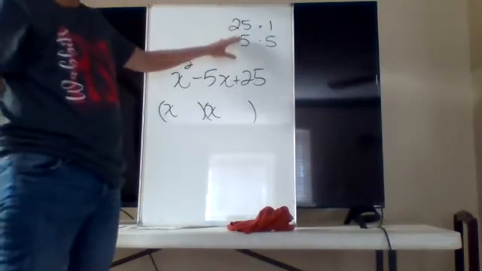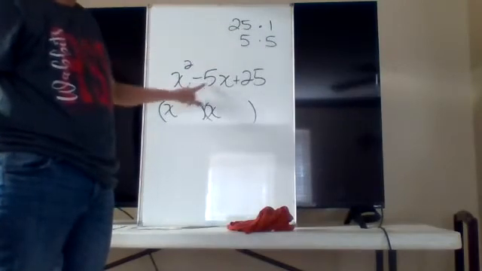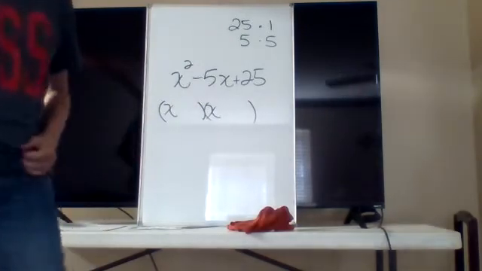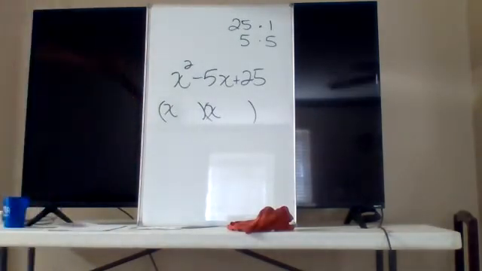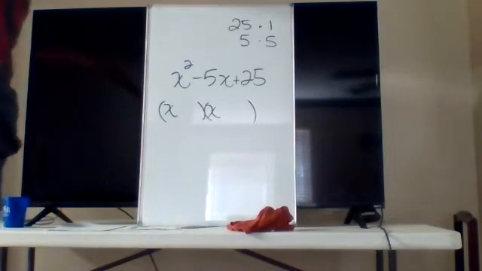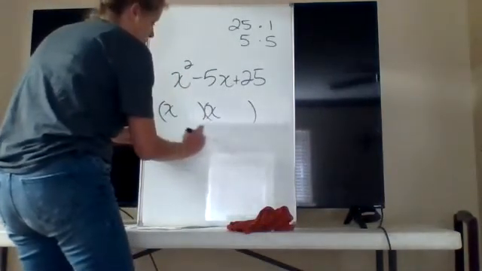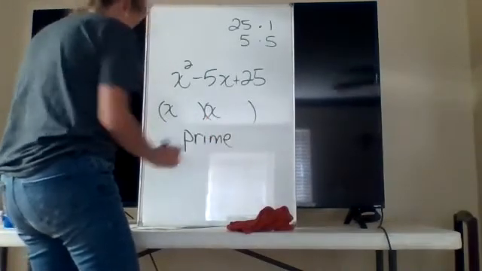Now, is either one of these pairs going to add to this middle number, which is negative 5? Can you make 25 and 1 add to negative 5, or can you make 5 and 5 add to negative 5? You can't do that with either one of those pairs, so this one is also prime.